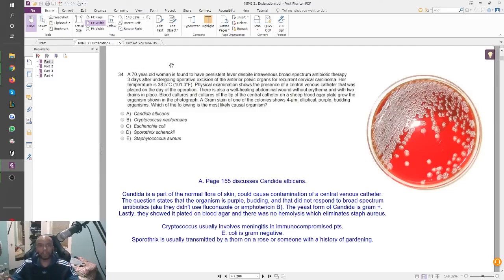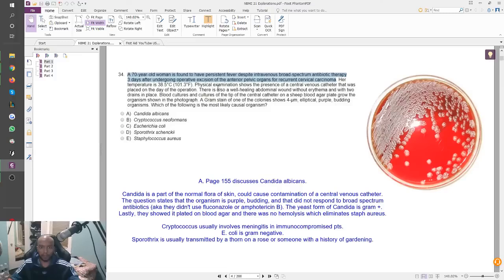70-year-old woman is found to have persistent fever despite IV broad-spectrum antibiotic therapy 3 days after undergoing operative excision of the anterior pelvic organs for recurrent cervical carcinoma. Alright, so she had recurrent cervical carcinoma, they gave her broad-spectrum antibiotic therapy, and now she has persistent fever. Alright, that was a thick sentence. So this is how I read questions. That was too much for me to catch, especially because I was working 9 to 5 today. So I want to stop and make sure I know what I read before I keep reading. Her temperature is high, as they said.